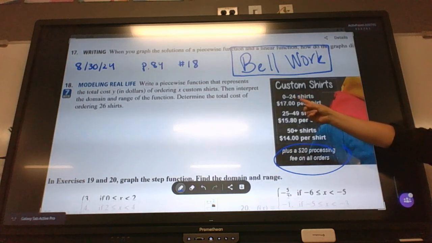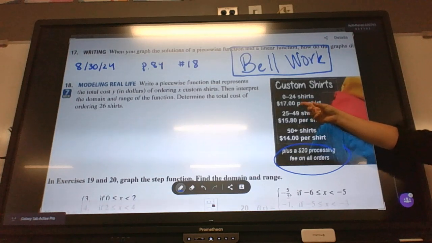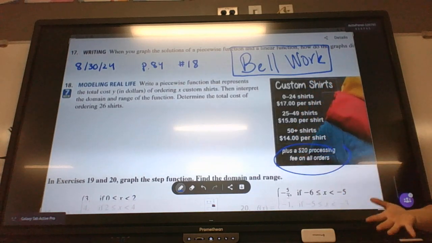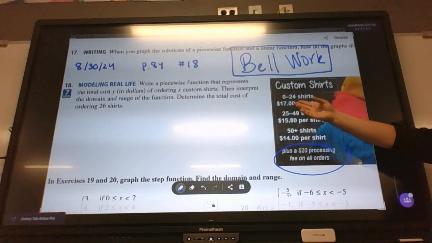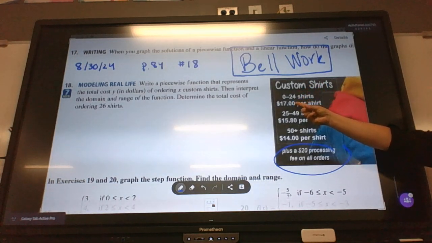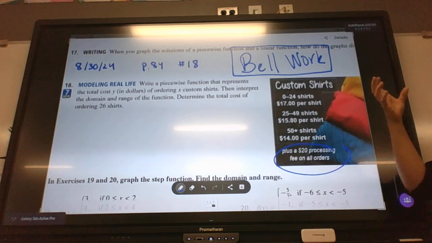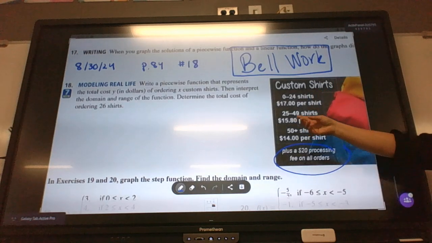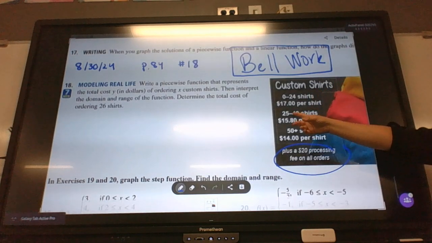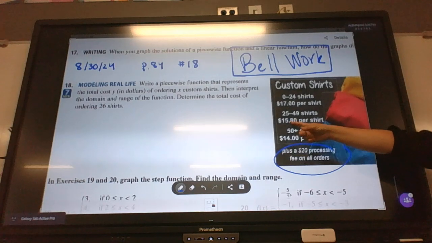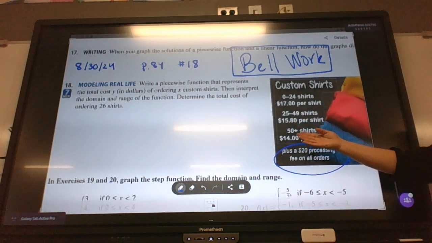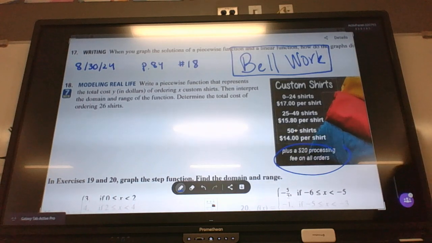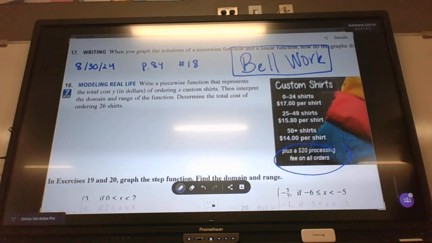If you buy between 0 and 24 shirts, you have to pay $17 per shirt. So for a school like this, let's say the cross country team wants to buy shirts, there's 20 of them, they pay $17 per shirt. But then if they pair up with other teams and they want to order 40 shirts, then it's only $15 per shirt. And then if they pair up with a lot of teams and they need over 50 shirts, it's only $14 per shirt. So you get a deal the more you order. That's what we're looking at.